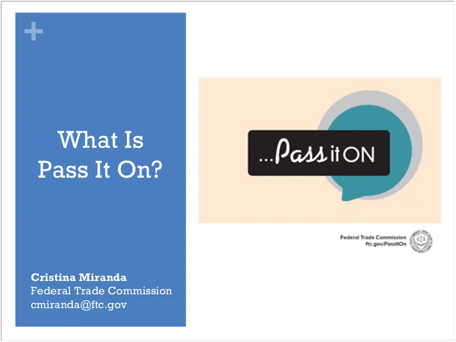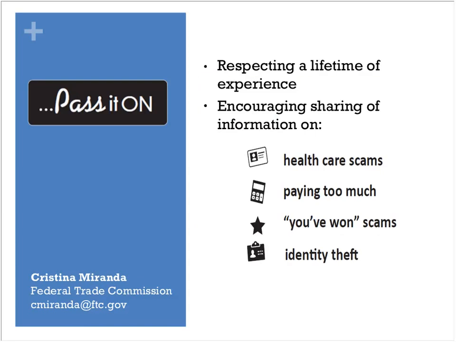So Pass It On, as you see here, is one of the FTC's main campaigns, and it's aimed at active older adults who have had vast life experiences and also are pretty well connected with their friends and their families and in their community. The campaign approaches getting the message out to older people in a very new and different way. It focuses on the positive, and it makes the audience part of the solution rather than telling them that they're part of the problem.